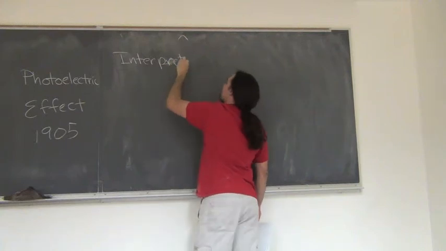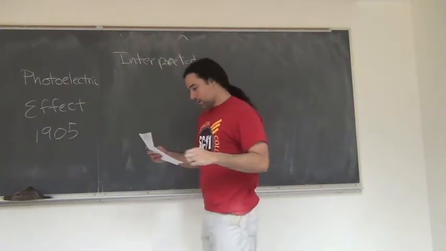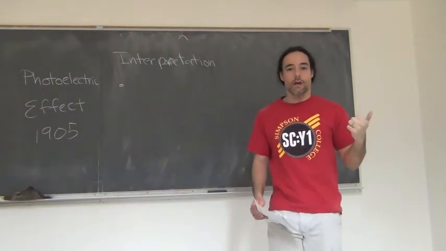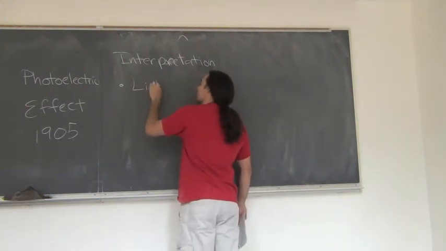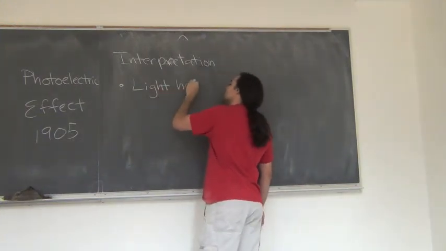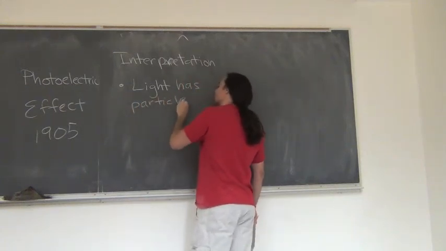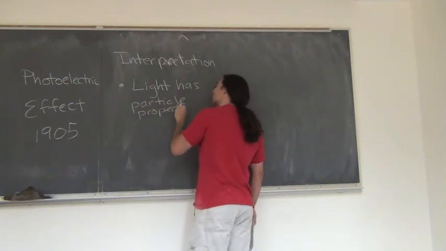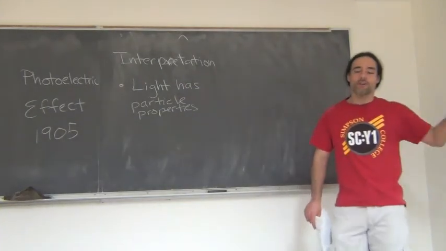This is that Einstein. He had a really good year in 1905. Really good year. One thing is he figured out this thing. And the interpretation is that light has particle properties, not just wave properties. So particle properties in addition to the wave properties it already had. So that's one thing Einstein did. He also did a few more things.